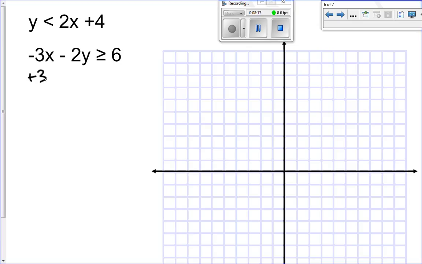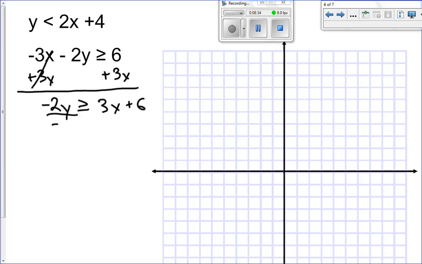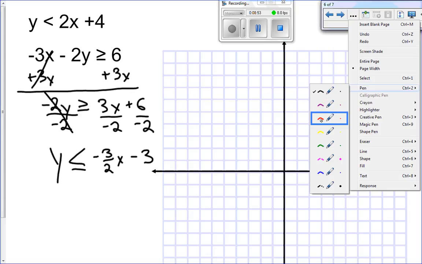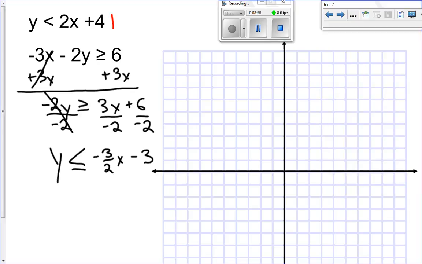So, my second inequality, it's not in slope-intercept form, so I'm going to do that right now. I'm going to add 3x to both sides because I have minus 3x on the left side. And then I'm going to divide by negative 2. But since I'm dividing by negative 2, my inequality sign is going to flip. So now it's less than or equal to, and it's negative 3 halves x minus 3. Now that's an easier inequality to work with. So y is less than 2x plus 4.